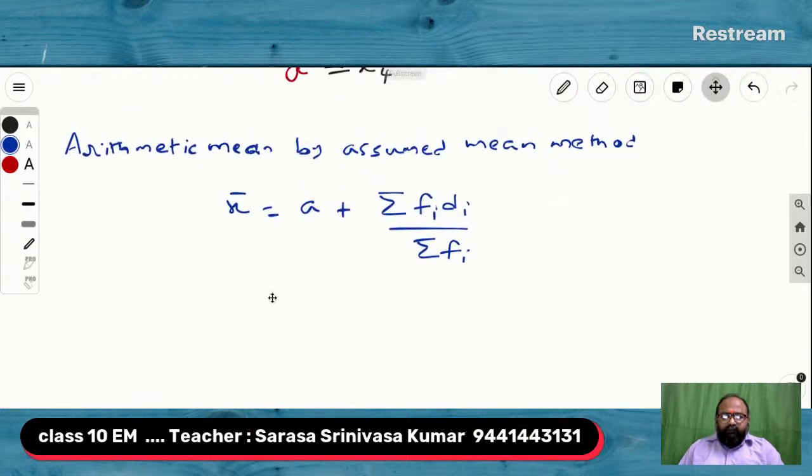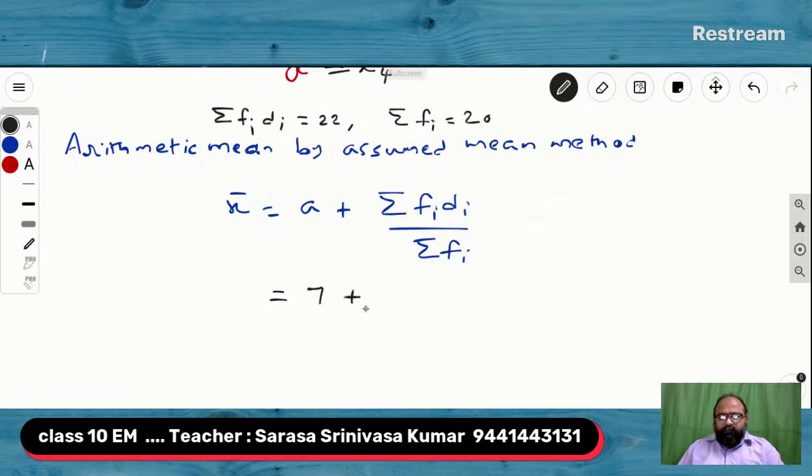What is a? A equal to 7, the assumed mean is 7, plus sigma fi di. I will note down here sigma fi di equal to 22, sigma fi equal to 20. We got it. So 22 by 20. So this is 7 plus 1.1.